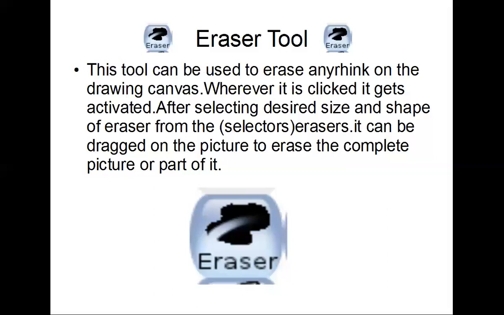Steps to use the erase tool. Step 1, click the erase tool from the toolbar. Step 2, select the size and shape of the eraser from the selector. And step 3, put the cursor on the drawing canvas, press the left mouse button and drag the mouse to erase the required drawing or part of it.